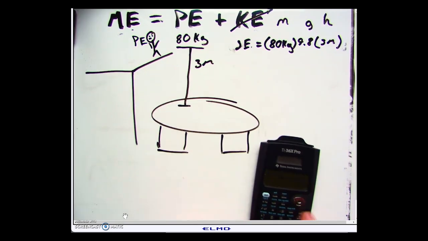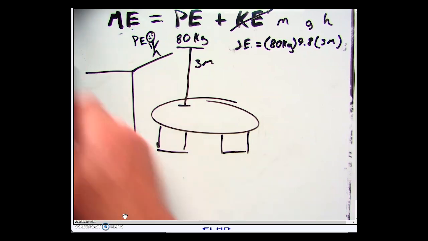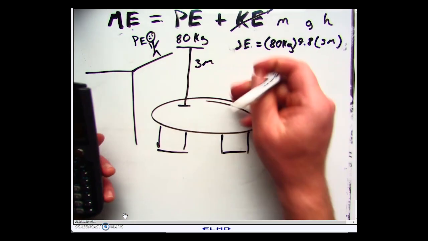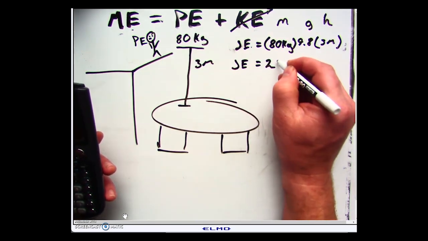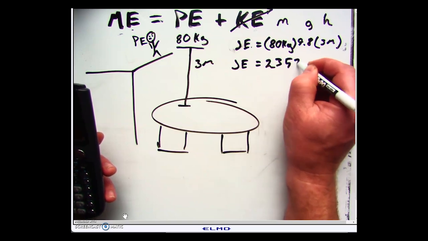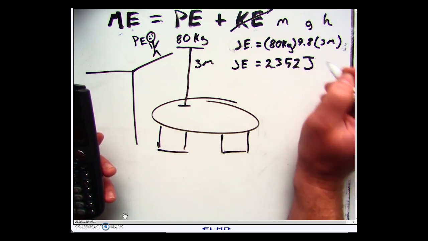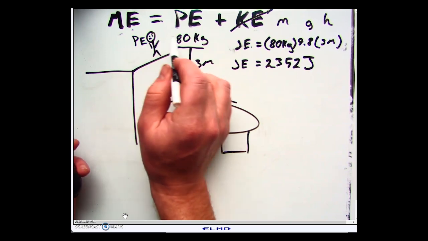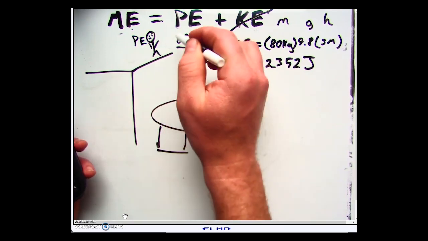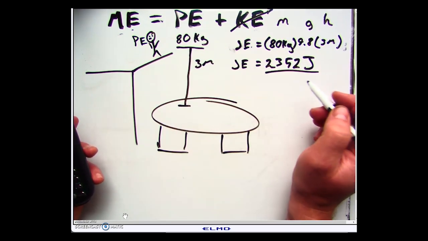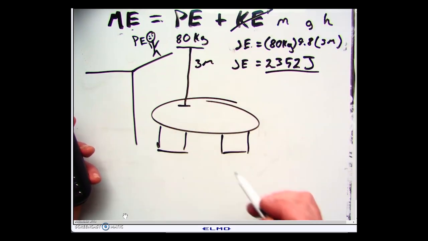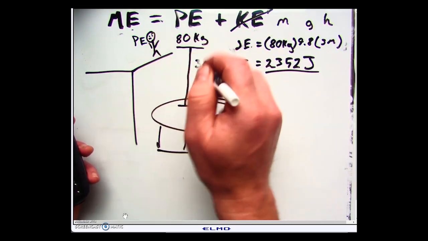And turn the calculator on. So that's going to be 80 times 9.8 times 3. And Jimmy's energy, after doing a brief calculation, JE, is equal to 2,352, and those are going to be joules. What's going to happen here is as Jimmy jumps off the wall ride and starts hurtling down towards the trampoline, he's going to take all 2,352 joules of that potential energy and turn it into kinetic energy, because he's going to use up his potential energy.